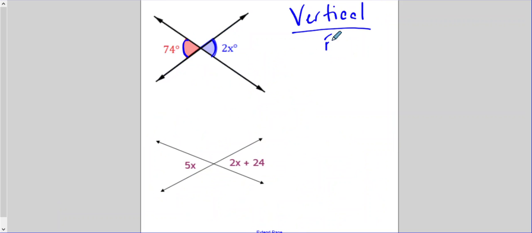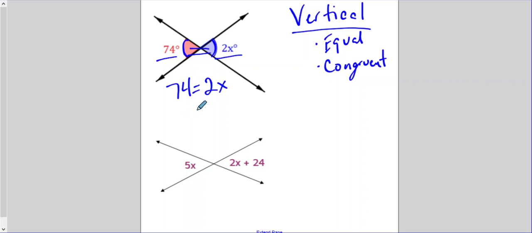Vertical angles are equal, or in geometry we say that they are congruent. Those are the same thing, which actually generates our whole equation. This equals that. We're going to put a big equal sign in between those, and that is the equation that we want to solve.